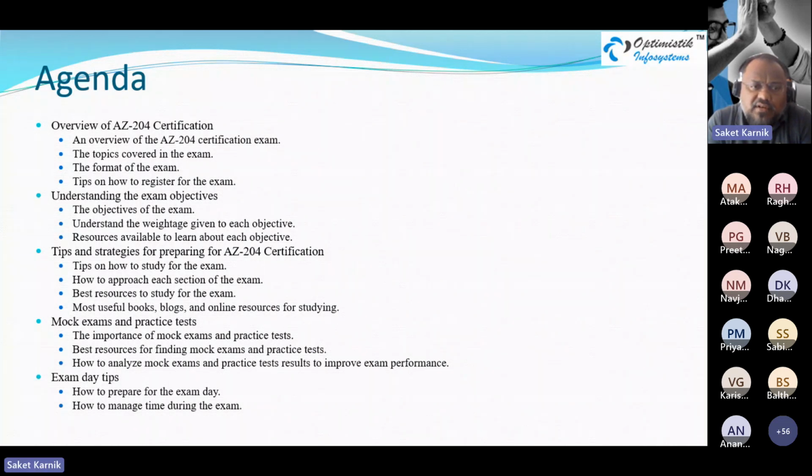And then some tips on the exam day related activities. So let's start.